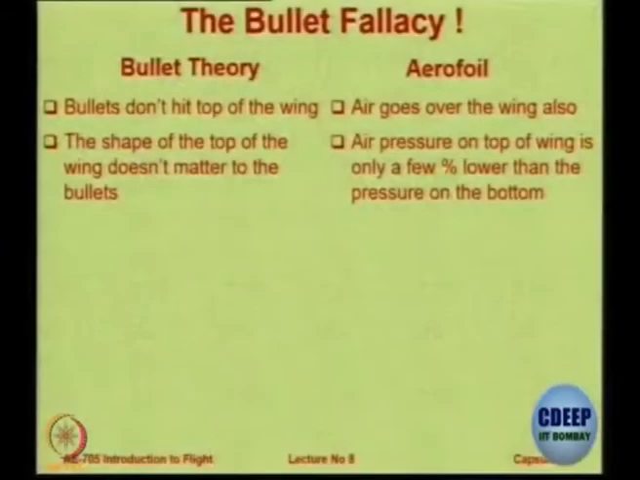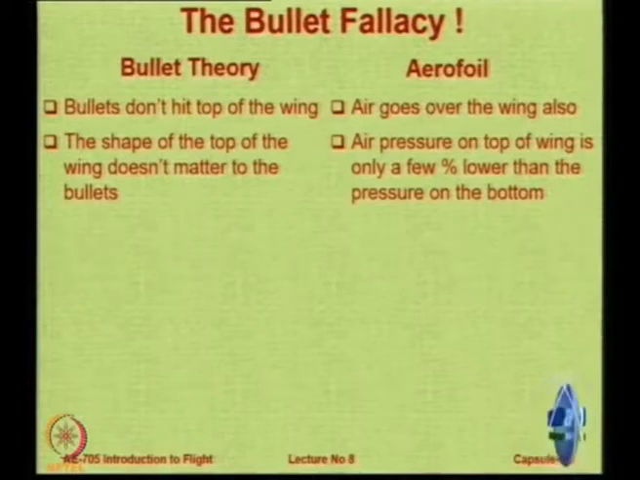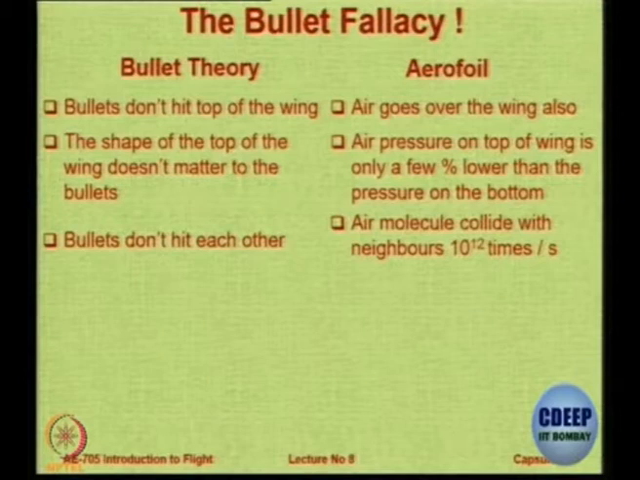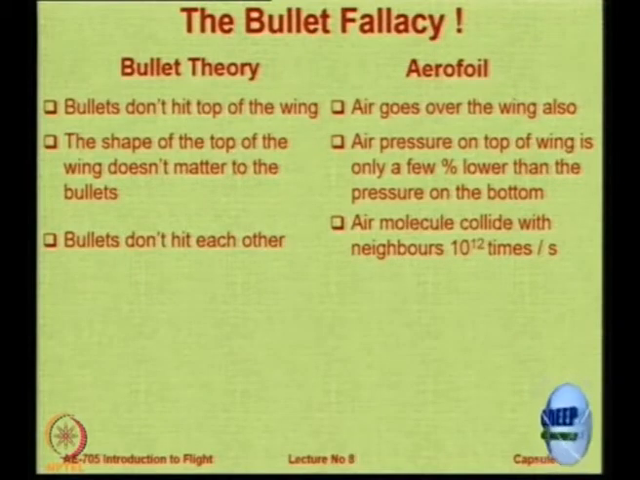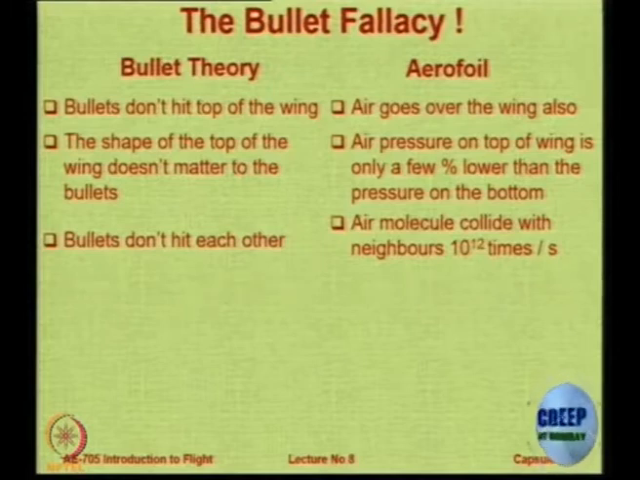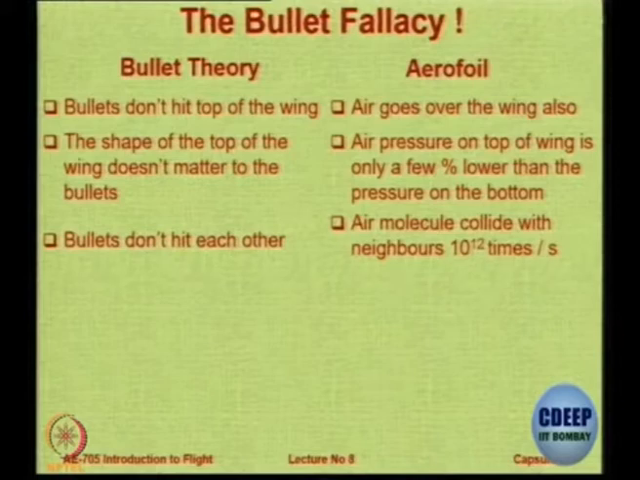Secondly, the shape of the wing does not matter to the bullets, except for the angle of reflection. Whereas the air pressure on the top of the wing is only a small percentage lower than the pressure on the bottom. Okay. So there will be a difference, but it does not matter as far as the bullet is concerned. The bullets are all going parallel, they do not hit each other, but air particles are not always flying parallel. Air particles are actually colliding with each other, and there is something called the kinetic theory of gases, which tells you about the general phenomena of Brownian or normal motion. In Brownian motion, the air molecules are colliding with themselves a huge number of times. So they are not a bunch of bullets moving independently. They are actually a huge number of bullets which are colliding with each other and also moving around. So this is something that is not taken care of.